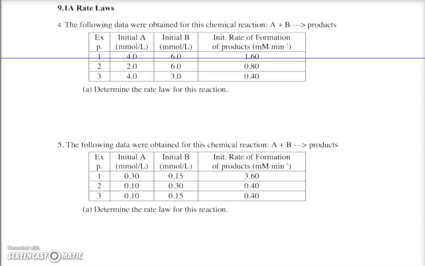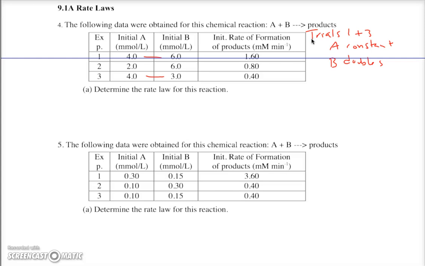Okay, so what you need to do is to find 2 trials where A is constant. So if we take a look at trials 1 and 3, we see that A is constant, and we see that B doubles. So from trials 1 and 3, A is constant, but B doubles if you're starting with trial 3 and compare it to trial 1, the concentration of B doubles.